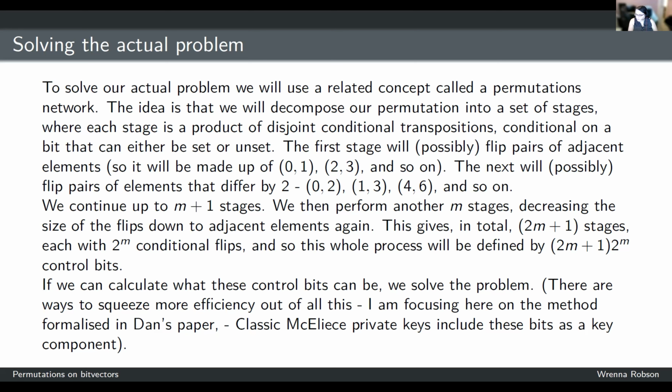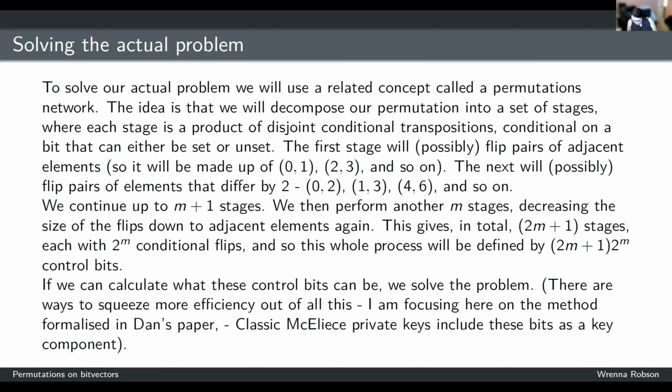in O(m) instead of O(m squared), so the log rather than the log squared of the length of my thing. Actually, there are some ways to squeeze more efficiency out of all of this, but this is the way that Classic McEliece defines its control bits, so that's the official one, and it's the big one that Dan has outlined in his little paper.